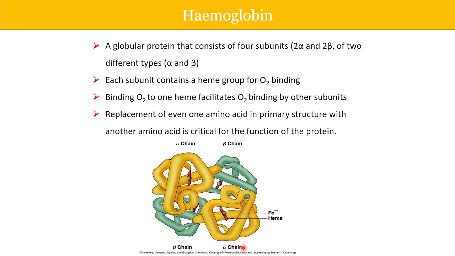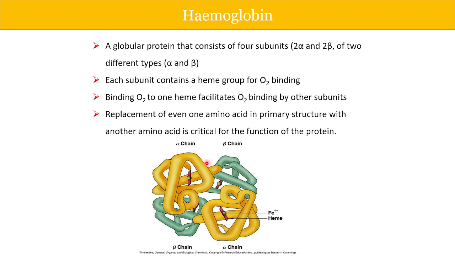So as we were speaking about the quaternary structure, we have to speak about hemoglobin, because hemoglobin is a globular protein consisting of 4 subunits, 2 alpha subunits and 2 beta subunits. You see the alpha chain, you have 2 alpha chains and 2 beta chains. In between you have the Fe2+, where each subunit contains a heme group for oxygen binding. So binding oxygen to one heme facilitates oxygen binding to the other subunits. If you have a monomer, like only the alpha chain, or only one alpha chain and beta chain, the oxygen will not bind.